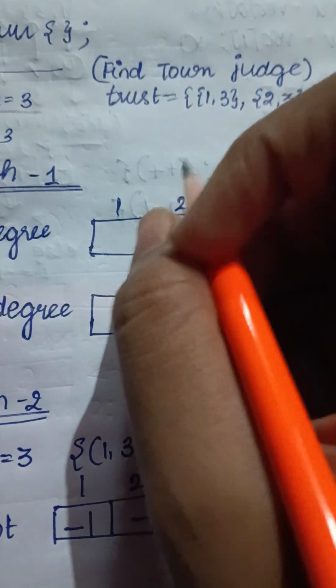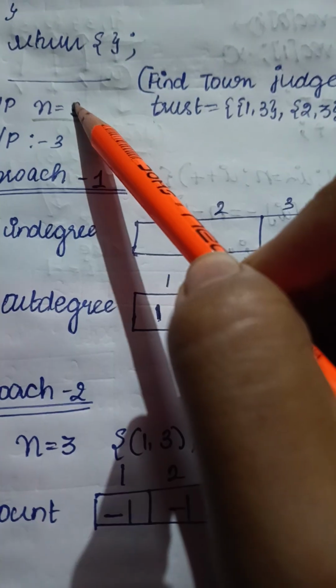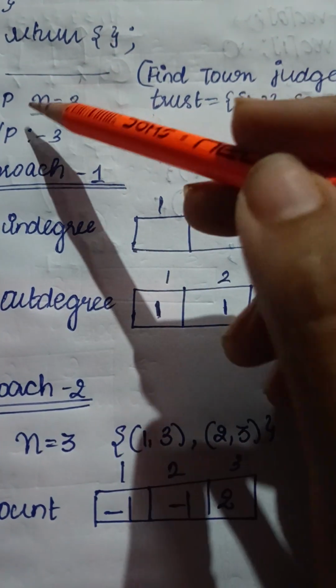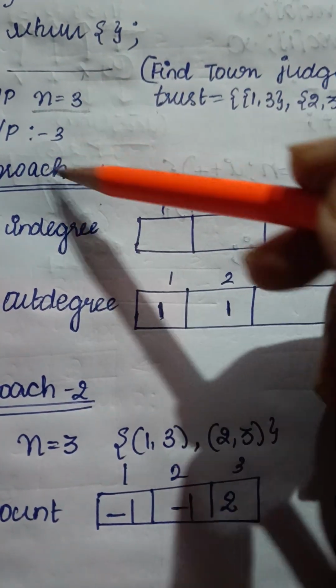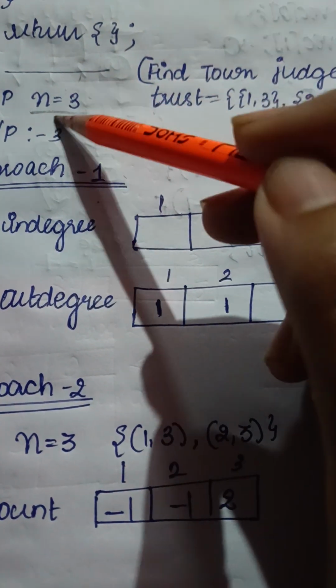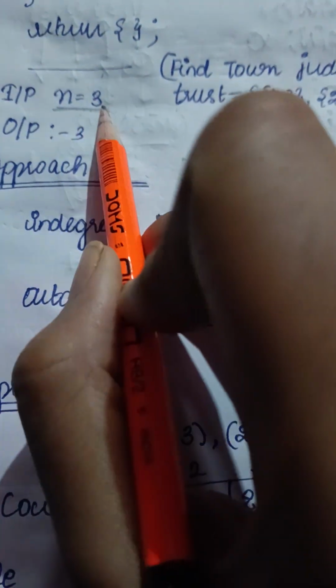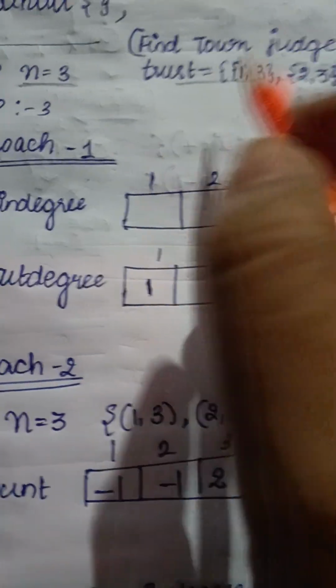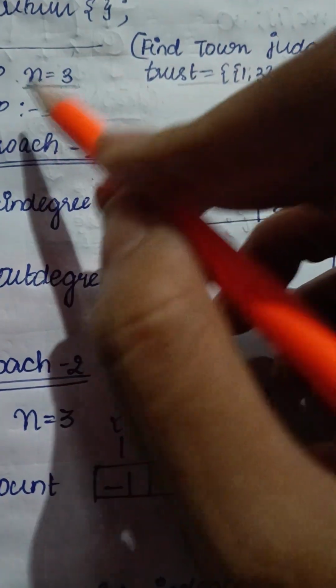In a town there are n people, let's suppose 3 people, labeled from 1 to n. There is a rumor that one of the people is the judge, so we have to find who the judge is. This is the input given, and we have to find the output.